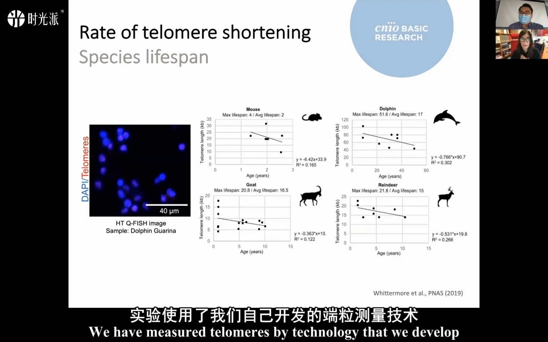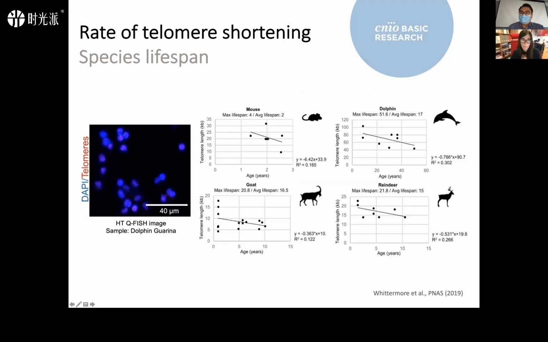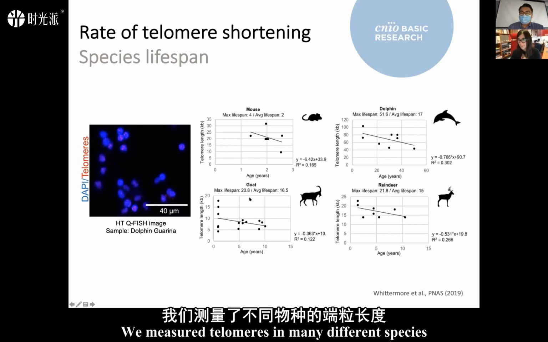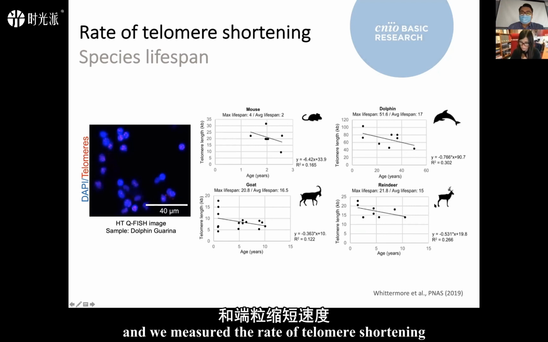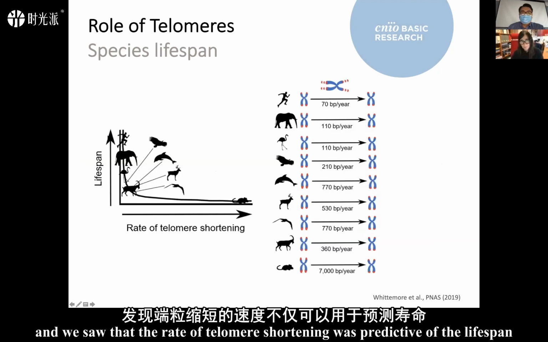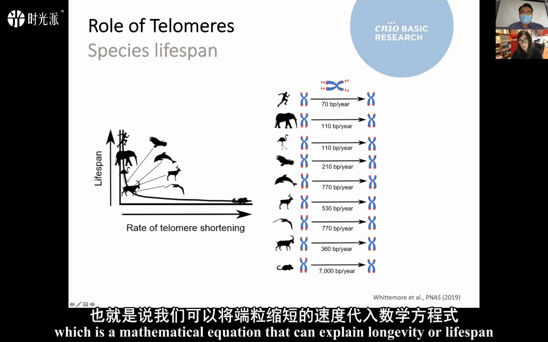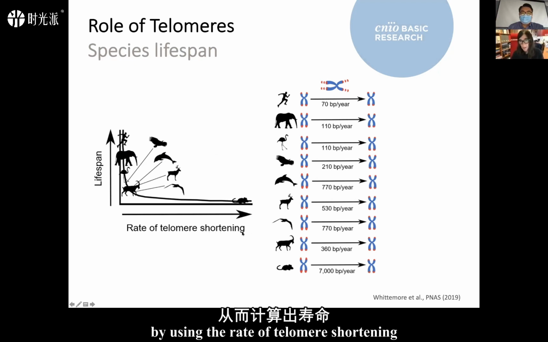for longevity. We measured telomeres by a technology that we developed, which can measure telomeres in individual cells. We measured telomeres in many different species, and we measured the rate of telomere shortening. And we saw that the rate of telomere shortening was predictive of the lifespan, and it could be fitted to a power law, which is a mathematical equation that can explain longevity or lifespan by using the rate of telomere shortening.